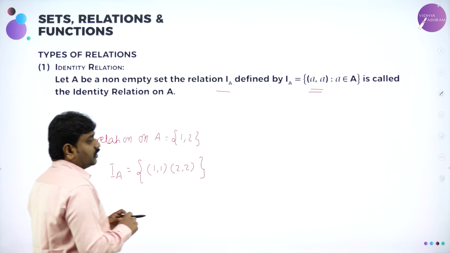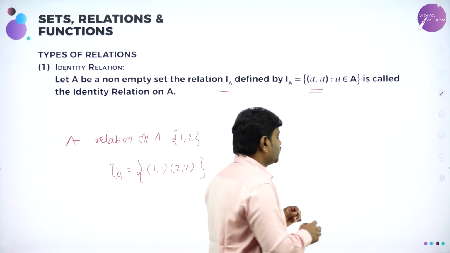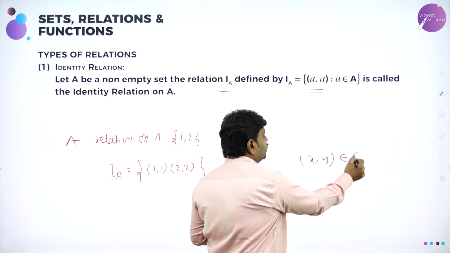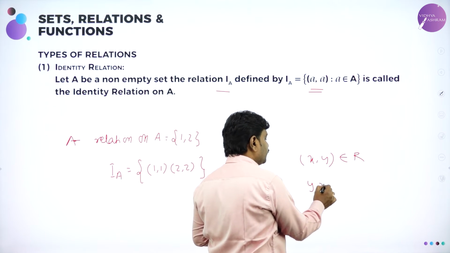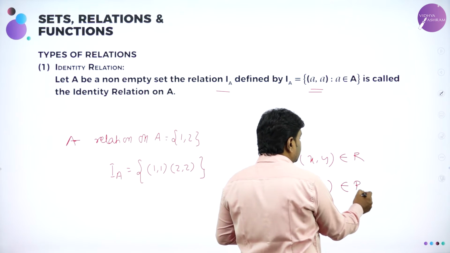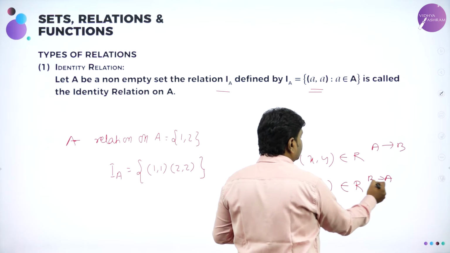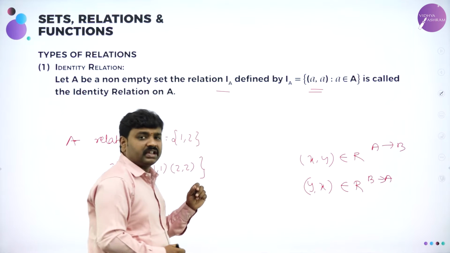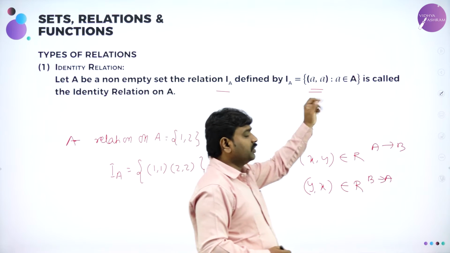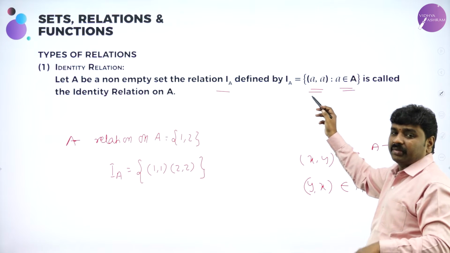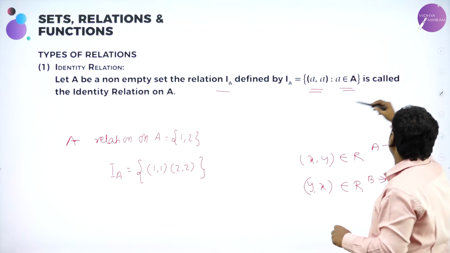Then, so I taught you what is inverse relation. Inverse relation means if xy is present in R, then R inverse contains yx. And very important, if this is from A to B, then this will be from B to A. This is the first definition we studied. Now I told identity relation. For all a belonging to A, identity relation means the ordered pair a comma a, that is, an element should be related to itself.